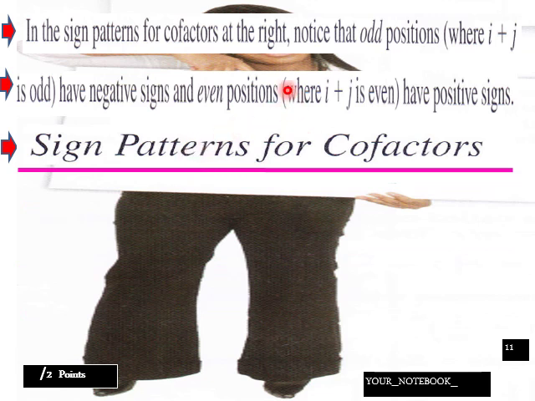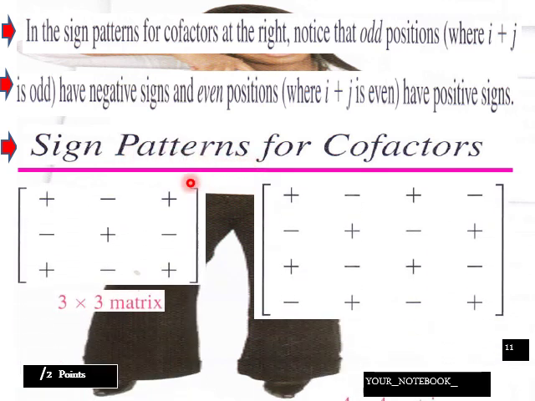So, where is that? This chart will come up here. Sign patterns for cofactors. Here's your 3 by 3. Notice that the positions where i plus j is odd have negative signs. So here is your negative, row 1, column 2. This would be row 1, column 1.